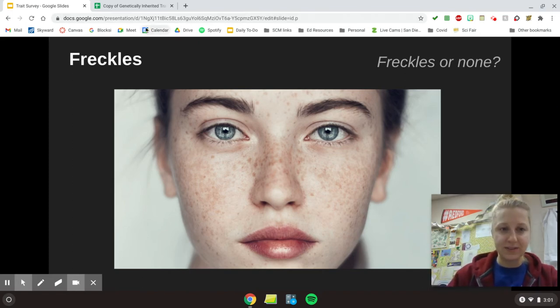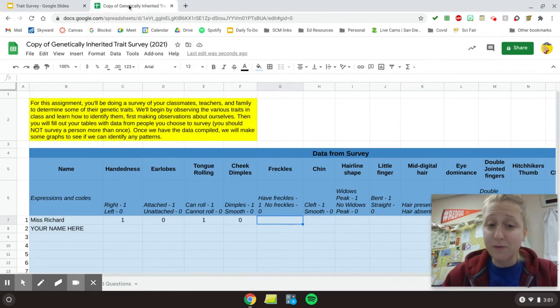So I would say that I do. If you get freckles at all ever, I don't care whether you have them right now, if you ever get freckles, you will put a 1 there. I do get freckles, so I'll put a 1 there.